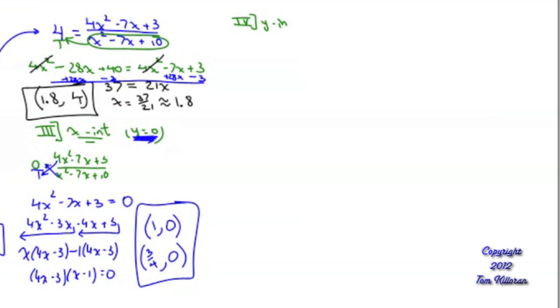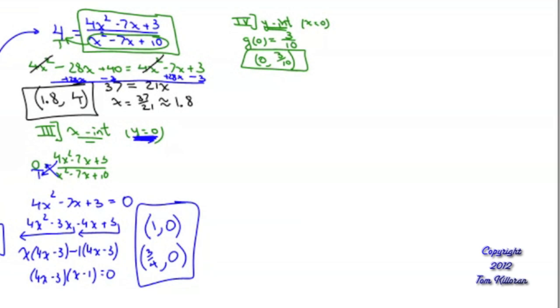Y-intercepts. Let x equal 0. Now, if you let x equal 0 in g of x, what happens? Well, all the x's go bye-bye, and you're left with what in the top? This is your function right here. If I let all the x's equal 0, what's left in the top? 3. What's left in the bottom? 10. So this is equal to 3 tenths. 0 and 3 tenths, that's our y-intercept.